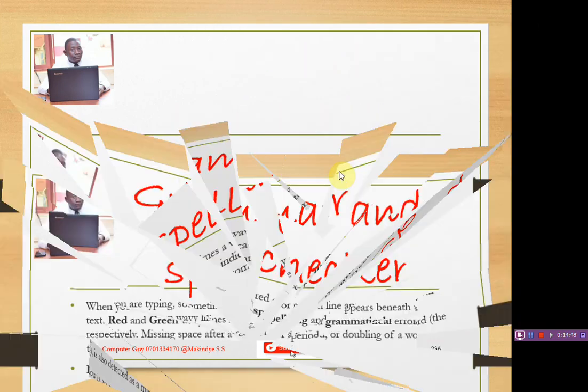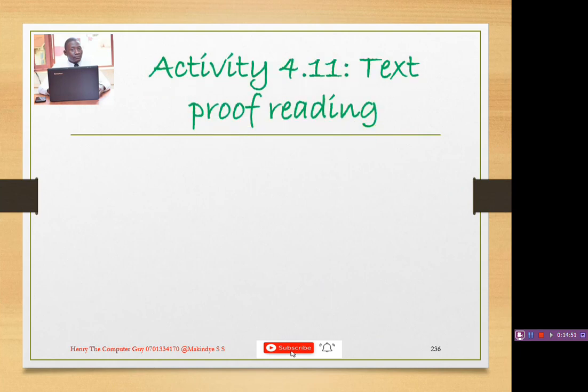We continue. And we have an activity that is 4.11 and it is text proofreading. So proofreading is like you're going to go through your text to find whether you have some errors. They're telling us that we are going to open a new document, then mistype a word so that the wavy red line appears. For instance, typing. If you write that word when it is wrong, it will highlight it with something that is red wavy.